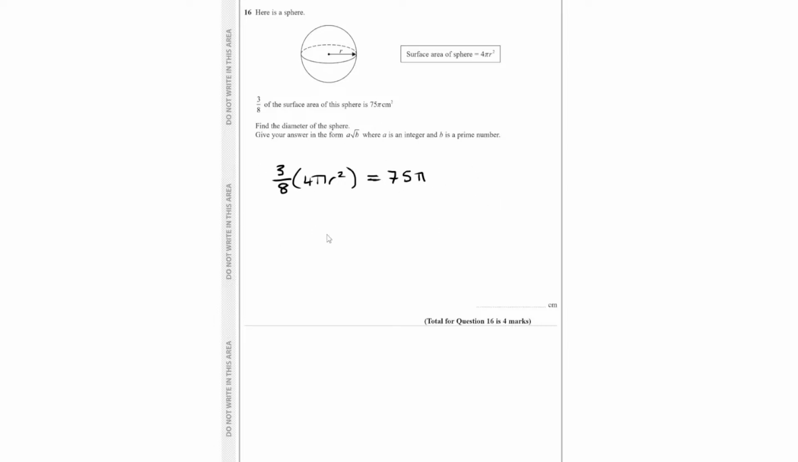And then because I've got this equation, do you see how the only letter I don't know is r, which is the radius? Well, that's helpful, isn't it? Because we can use the radius to find the diameter. So I'm just going to literally solve this equation to find r.